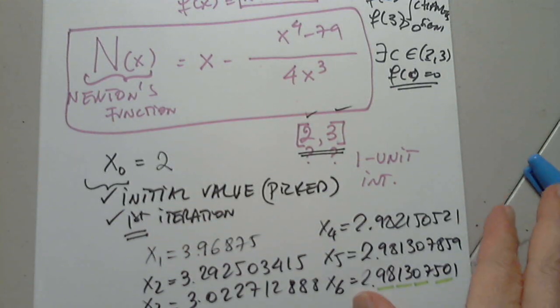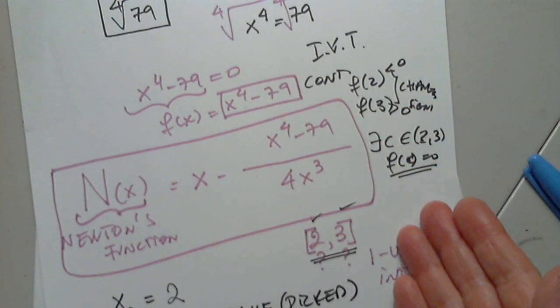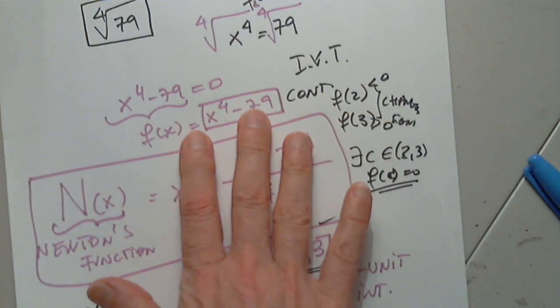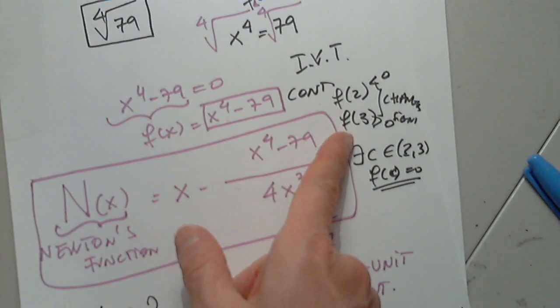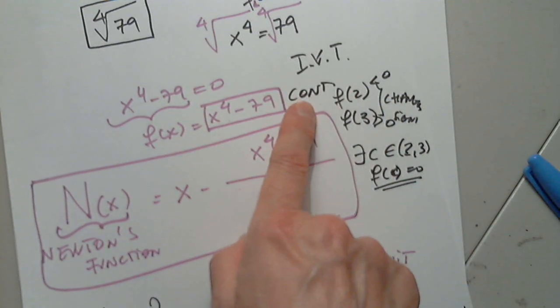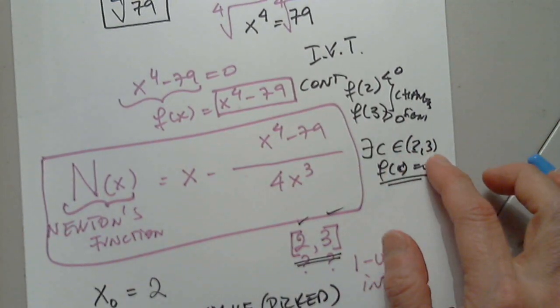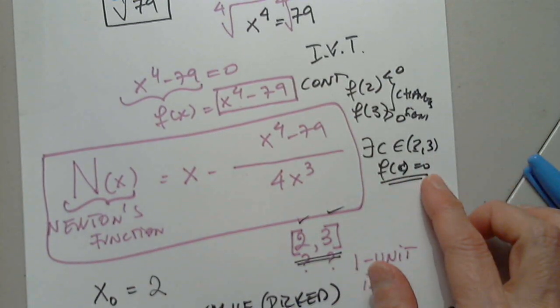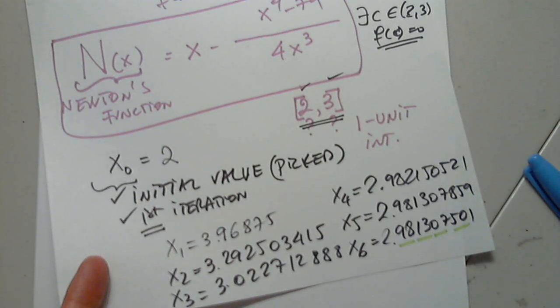Good one. Please don't forget to state IVT. This is a continuous function. It changes sign because it's a polynomial. It changes sign between 2 and 3. It's negative at 2 and it's positive at 3. And because it's continuous, there must be a solution guaranteed between 2 and 3, such that f of c is 0. And we found it with 8 decimal digits.